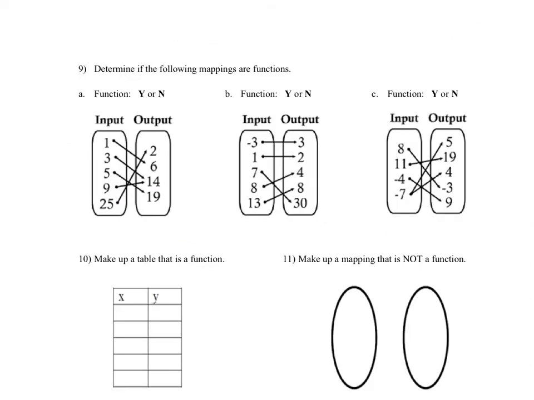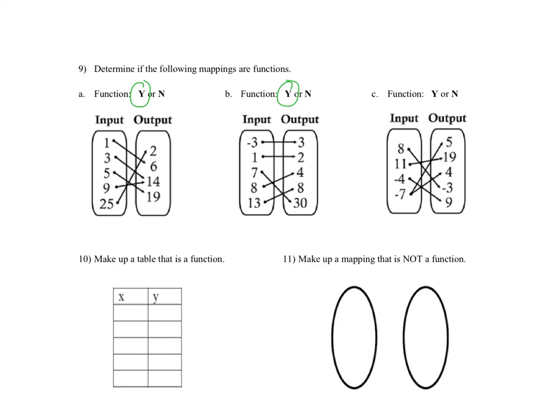For question number 9, we're asked to determine if the following mappings are functions. Well, remember, the definition of a function is for every x, there's only one y. So each of my x values should only have one y value associated with it. So this first one is a function. Each x has only one y value associated with it. This one's also a function. It doesn't matter if they all go to the same number. It just matters that the x only has one output value associated with it.